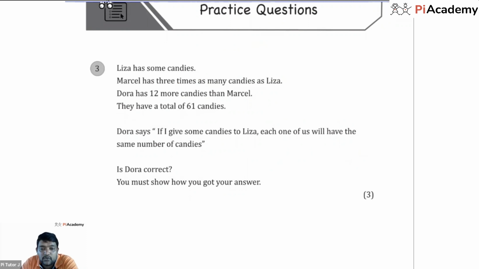Lisa has some candies. Marcel has 3 times as many candies as Lisa. Dora has 12 more candies than Marcel. They have a total of 61 candies. Dora says, if I give some candies to Lisa, each one of us will have the same number of candies. Is Dora correct? You must show how you got your answer. Okay. Go ahead. You have 2 minutes for this question.